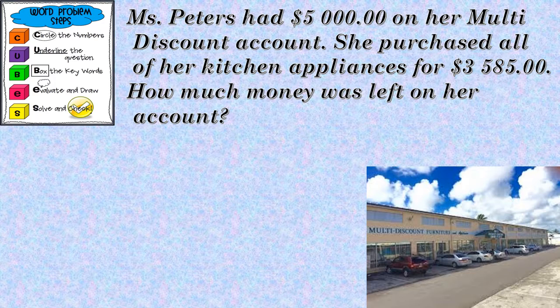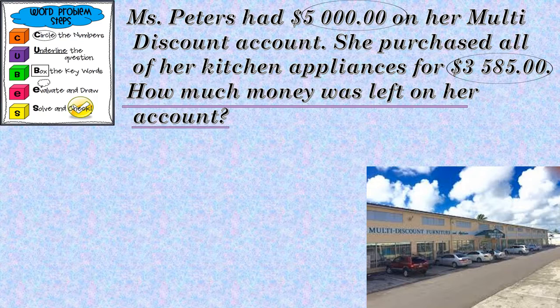Read the problem with me. Miss Peters had $5,000 on her multi-discount account. She purchased all of her kitchen appliances for $3,585. How much money was left on her account? Circle the numbers we will be working with. Underline the question. Box the keywords.